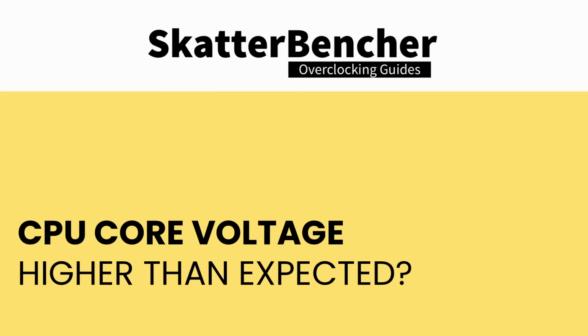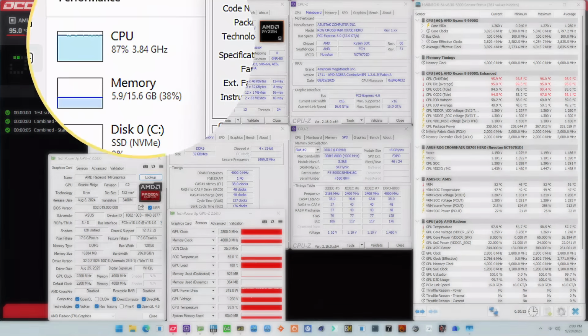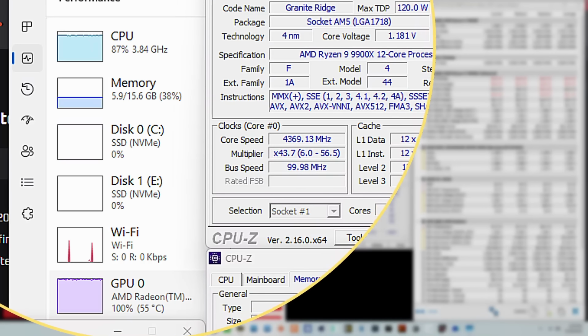I want to take a quick moment to highlight the impact of increasing the GPU frequency and therefore its associated voltage. As I already established in a previous segment, the CPU cores and the integrated graphics share the same voltage rail. That means that if we increase the graphics voltage, it might also increase the CPU core voltage. To illustrate this point, I ran the same configuration from SkatterBencher number 92, OC strategy number 1, but with the integrated graphics enabled and running a light workload.